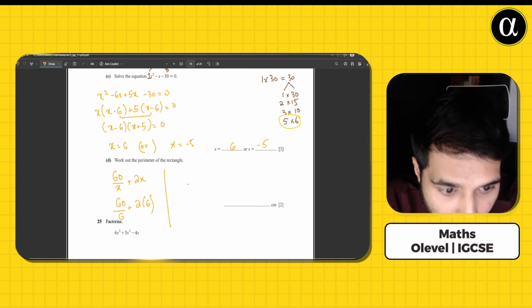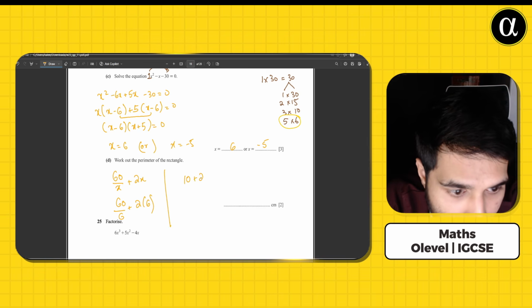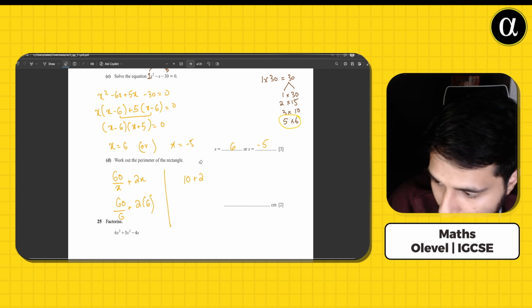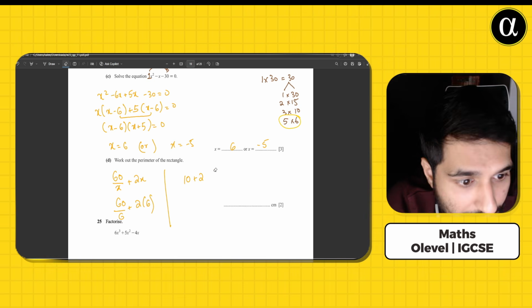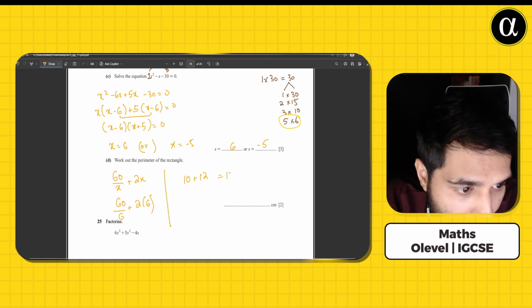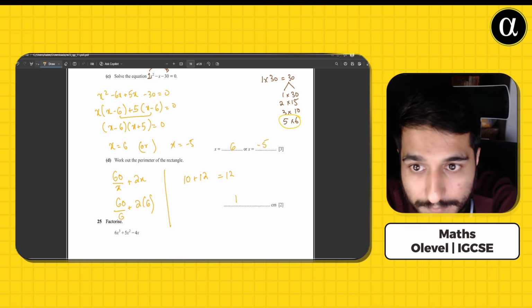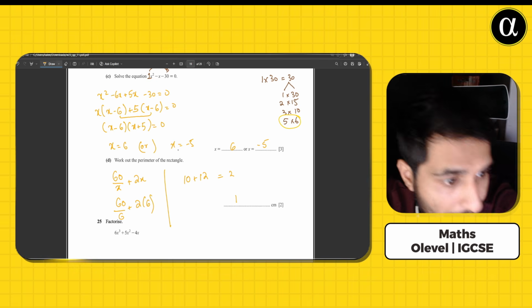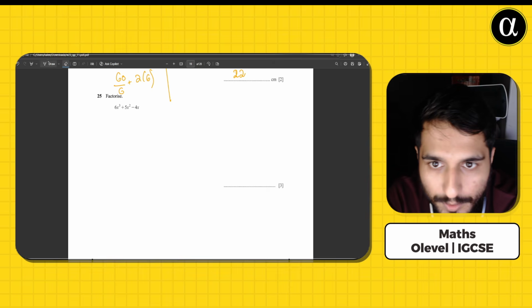So it's going to be 10 plus 12, right? So it's going to be 10 plus 12, and that should give us the answer. Let's see. 10 plus 12, and that should give us... not 12, but that should instead give us what? 22 as the final answer. Here we go. Let's move on to question number 25.